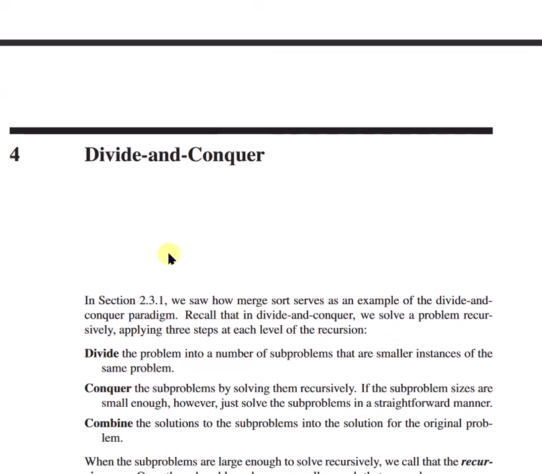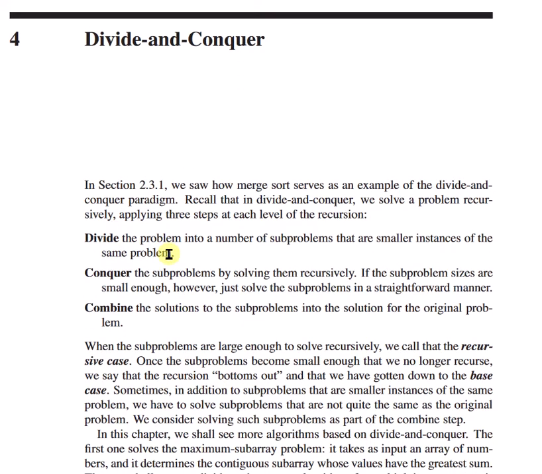Divide and conquer. In section 2.3.1, we saw how merge sort serves as an example of the divide and conquer paradigm. In divide and conquer, we solve a problem recursively, applying three steps at each level of recursion: divide, conquer, and combine. Divide the problem into smaller subproblems that are smaller instances of the same problem.